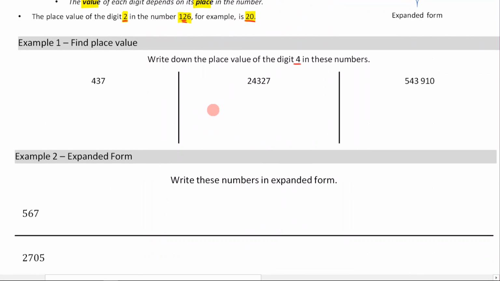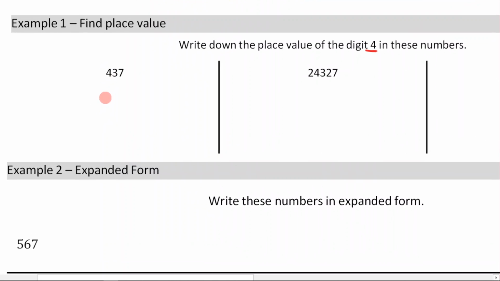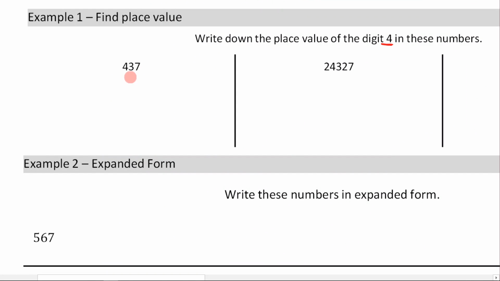The first example that we're going to work through says, so we're just finding the place value. Write down the place value of the digit 4 in these numbers. So the digit 4 in 437. So 437, well, here is the digit 4. It's in the hundreds column. So it's 4 times 100, which is going to be equal to 400.